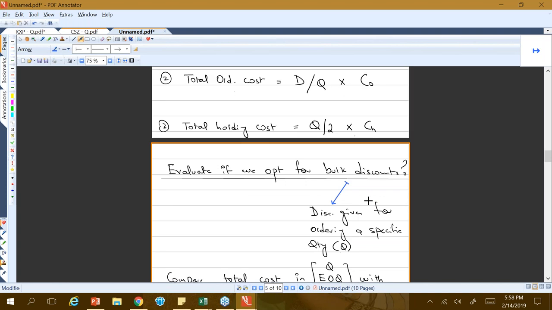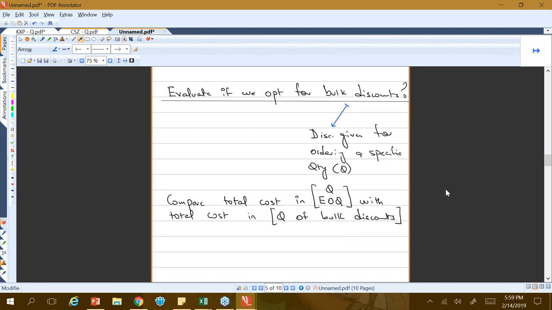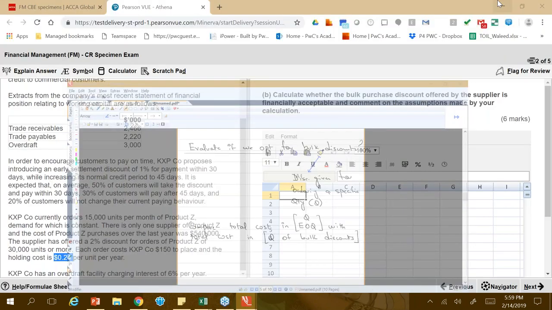And then this is what we are going to do now. We're going to compare total cost under EOQ. So we'll first find that EOQ quantity, and then we'll find the total cost under EOQ, and then compare it with the quantity under the bulk discounts. And remember, the quantity under the bulk discounts is already given to us, which is 30,000 units or more.